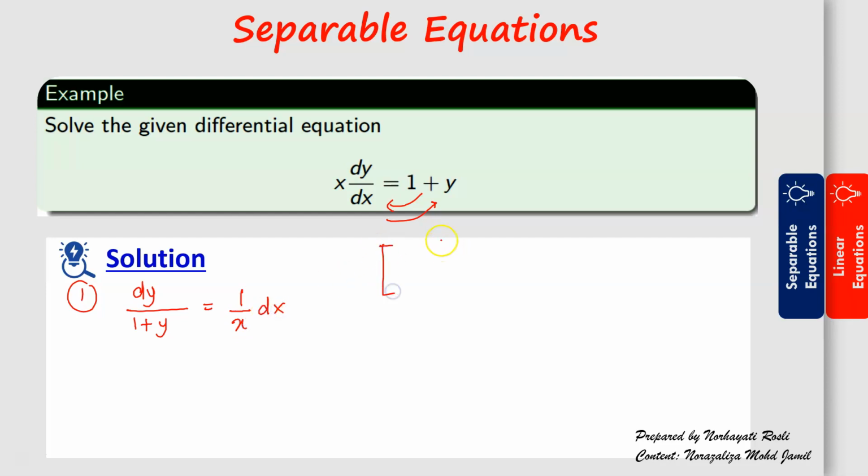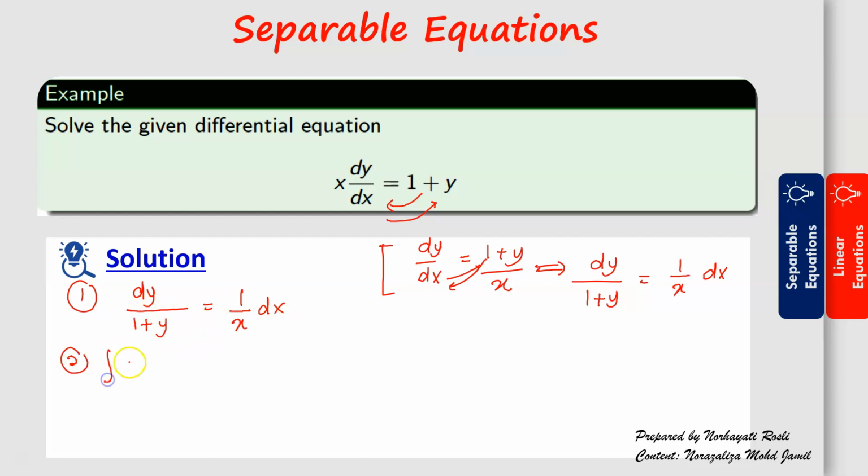Means that for the first step, for example, I write dy/dx equal to 1 plus y. I first move this x to the other side, so it is divided by x. And then once I have this, I can move this 1 plus y here, and dx I move here. So I have dy divided by 1 plus y equal to 1 over x dx. This is our step number 1. And then step number 2, we need to integrate both sides.